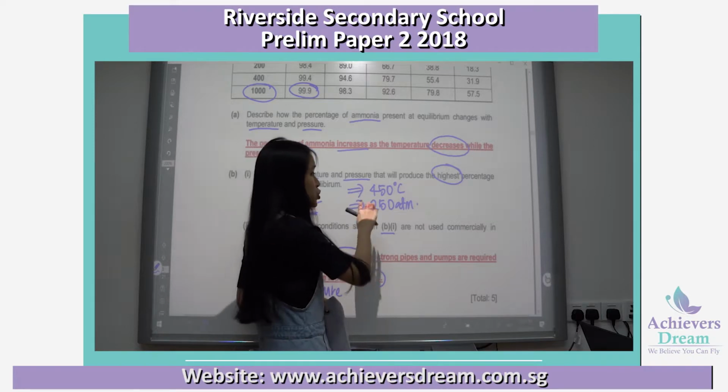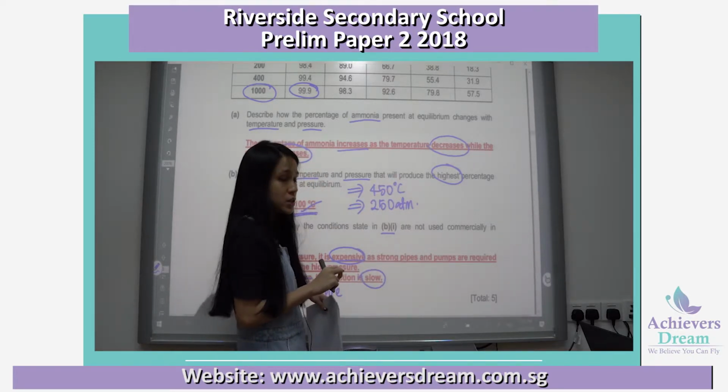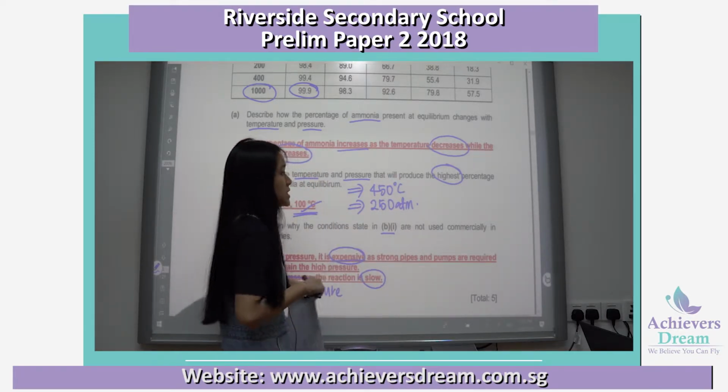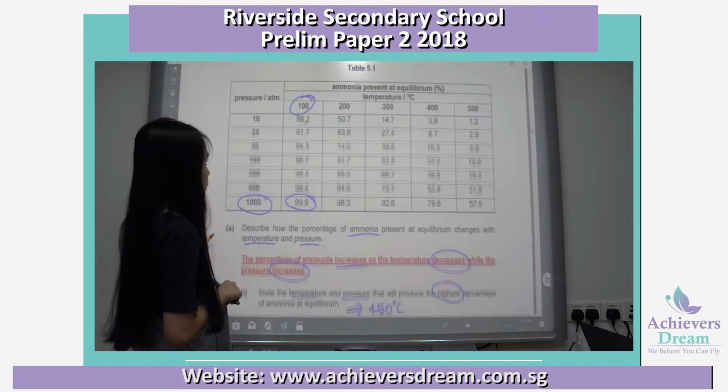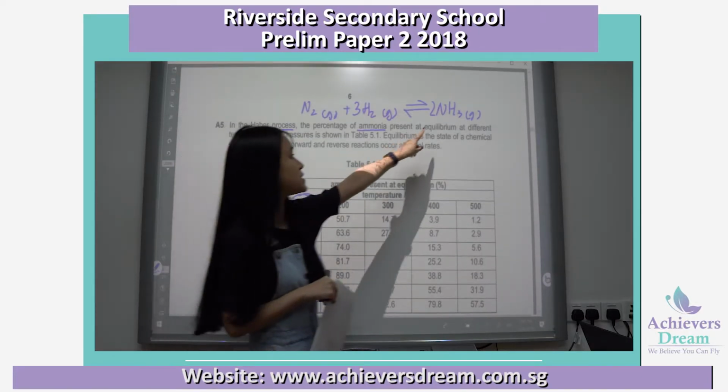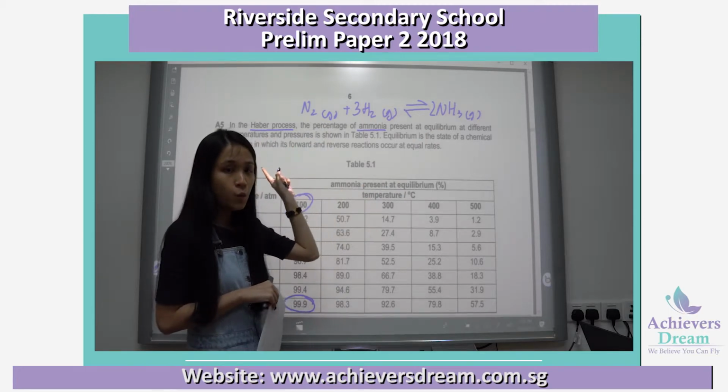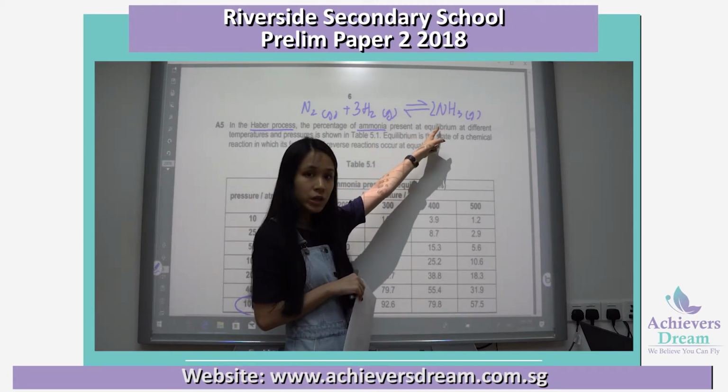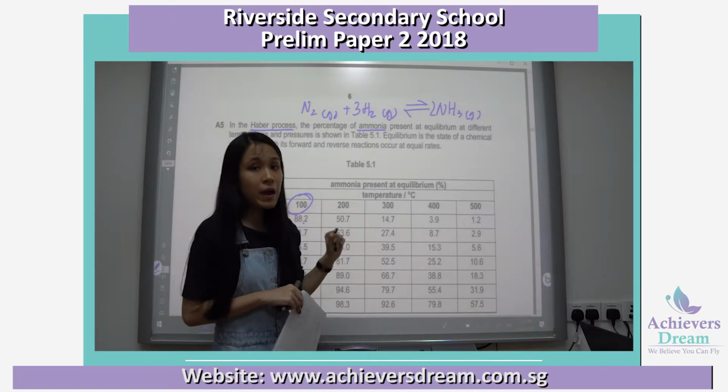Any temperature above 450 degrees Celsius is too high. Instead of producing our ammonia gas, it will result in a backwards reaction, where our ammonia decomposes into nitrogen as well as hydrogen.